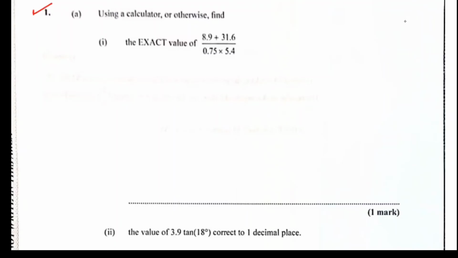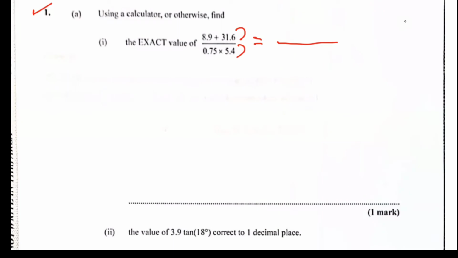Using a calculator or otherwise, find the first question here. It says the exact value of, and you have 8.9 plus 31.6, all divided by 0.75 times 5.4. With a problem like this, don't overthink it. Don't put everything on your calculator one time. Work out the top part, work out the bottom part, and then you just go through.